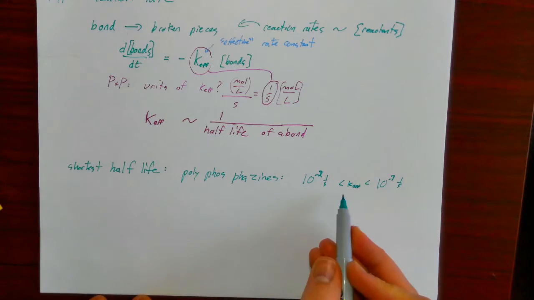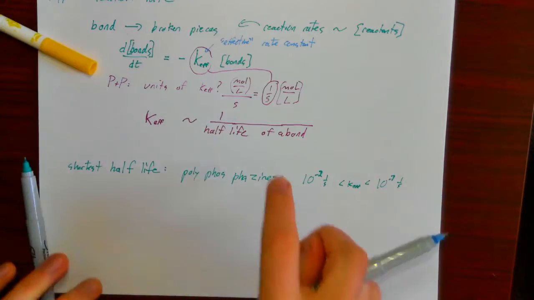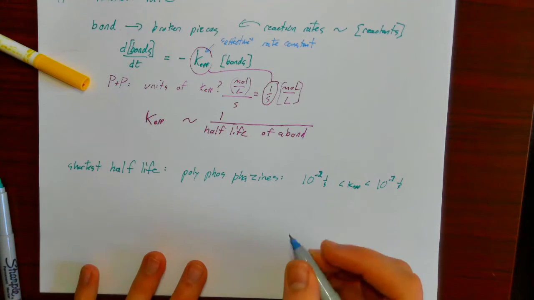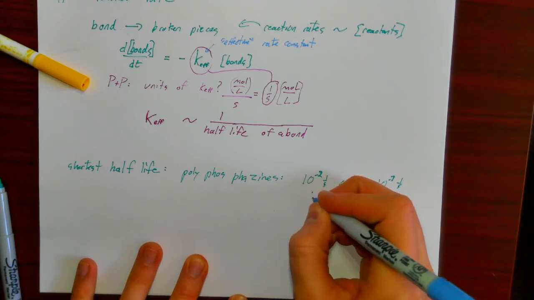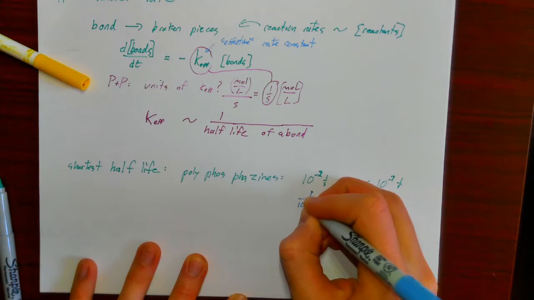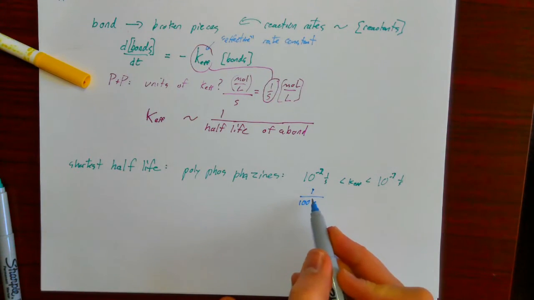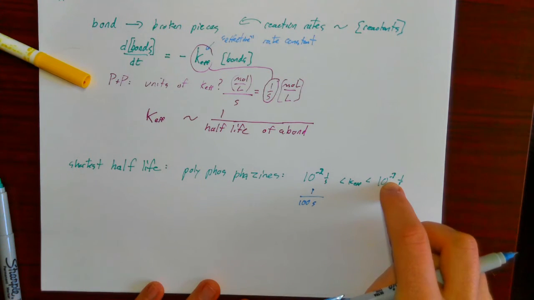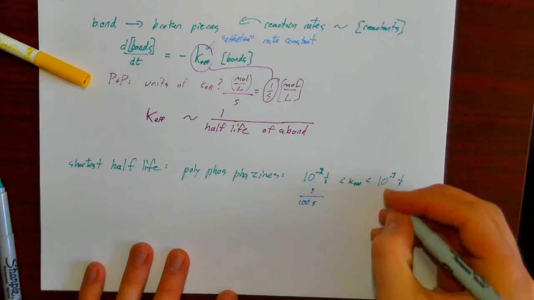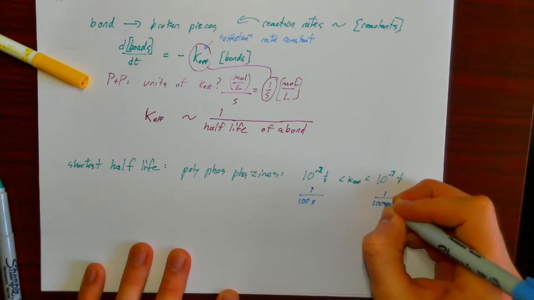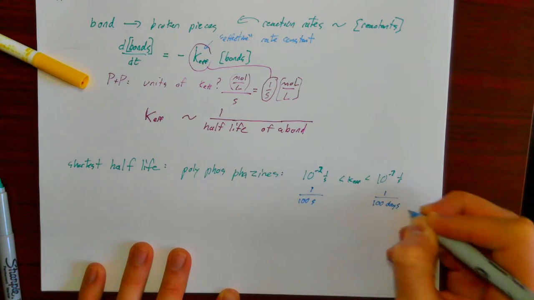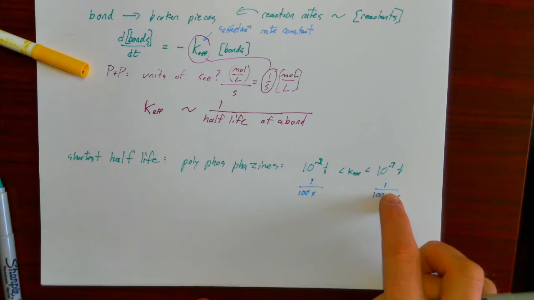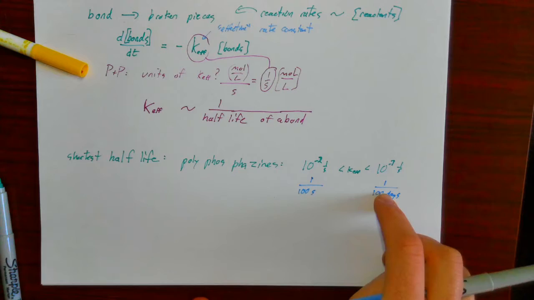If you wanted to put this in terms of 1 over something like half-life, this would be like 1 over 100 seconds. So polyphosphazines typically degrade on the order of minutes. This 10 to the minus 7th is something on the order of 1 over 100 days. So you can have polyphosphazines that degrade on the order of minutes or on the order of months.